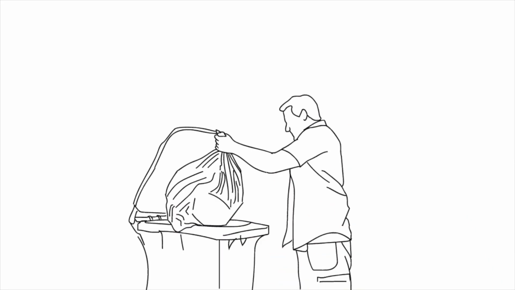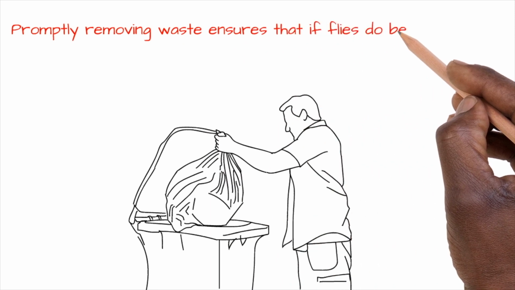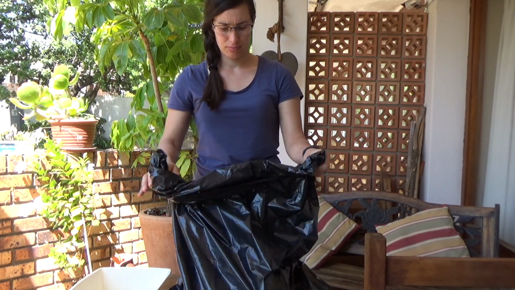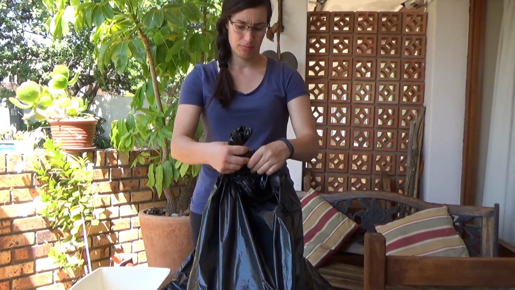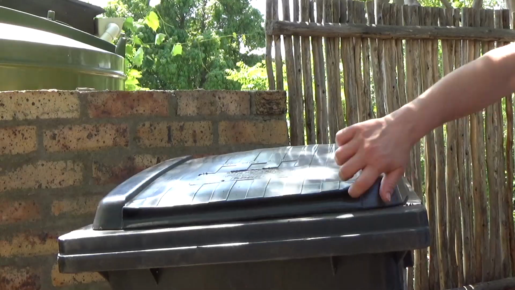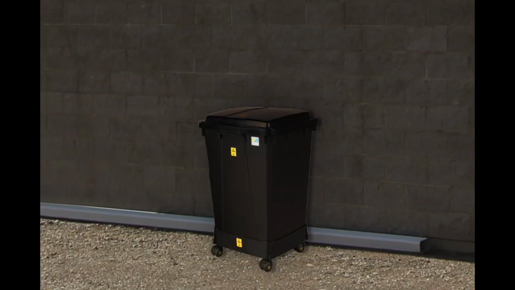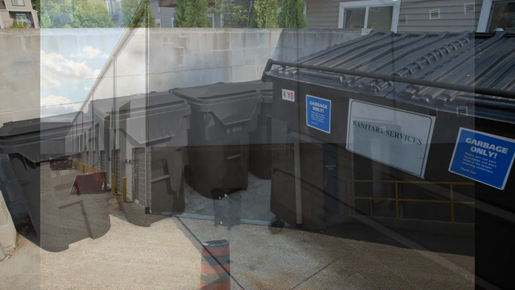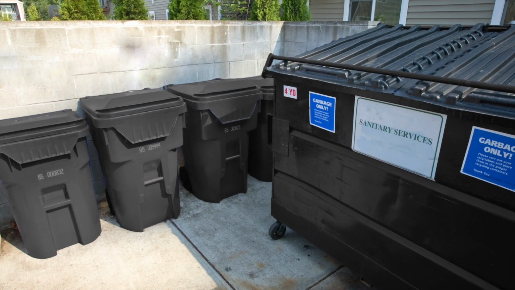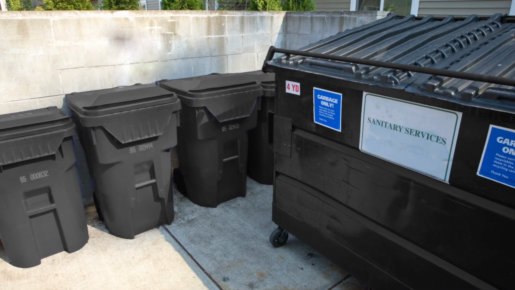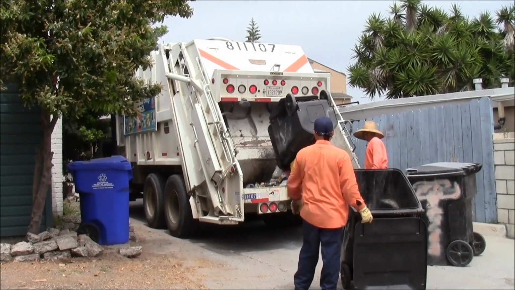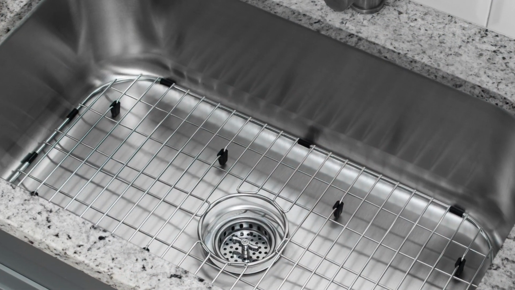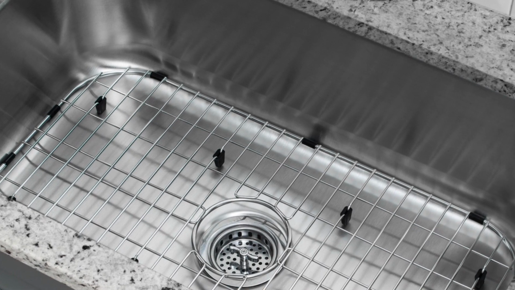Promptly removing waste ensures that if flies do begin breeding in garbage, they will be removed before a new generation reaches adult stage. Good sanitation practices include bagging and tight sealing of waste prior to disposal, tight-fitting lids on bins and skips, placement of waste bins away from doors to avoid attracting flies to the building, keeping skip compounds very clean and ideally bundled to contain spillage, ensuring that waste is collected regularly and that there is an adequate number of bins, keeping drainage systems clean and well maintained to prevent fly infestations.